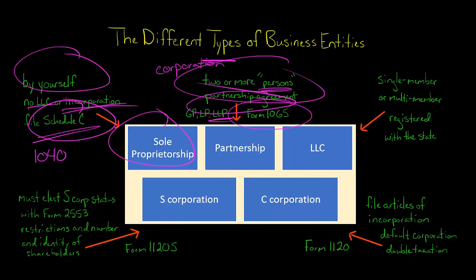Now, before we get to LLC, let's go to corporations. Okay, let's go to corporation. And we'll start with C corporation. A C corporation is the default corporate type. And what I mean by that is this.